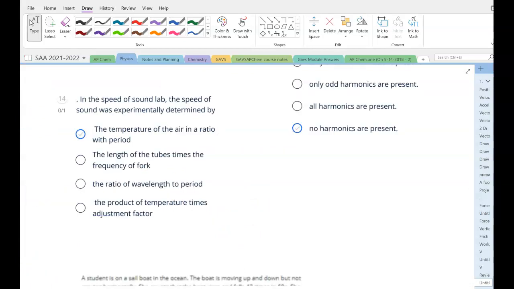Number 14 was the next one you missed, and again, that's related to the speed of sound lab, where we used the tuning forks, where we knew the frequency, which we then converted to period. 1 divided by frequency equals period, and we had measured how long the tube was, and we multiplied that times 4 to give us a wavelength. So we would experimentally determine this as the ratio of wavelength to period, which is that graph that we kept going back to throughout this unit about the slope being the speed.